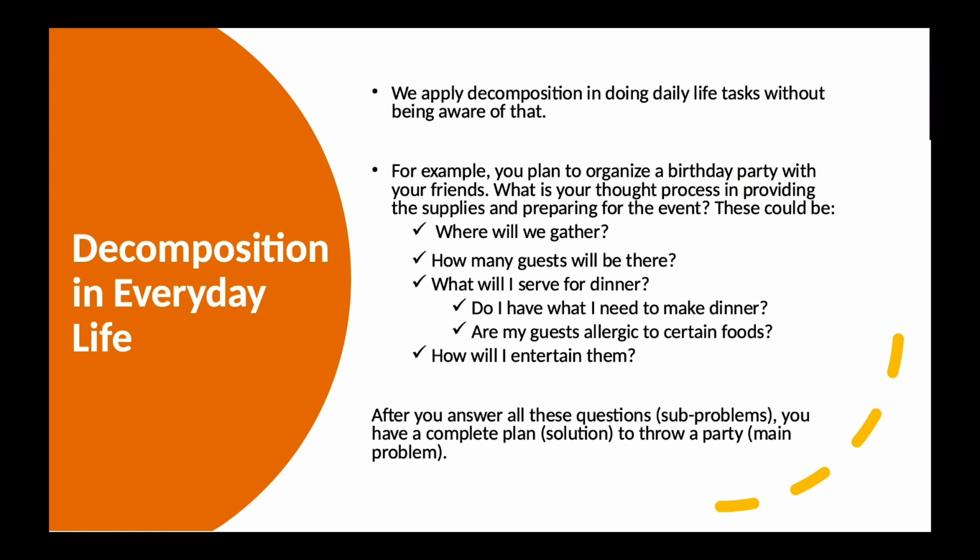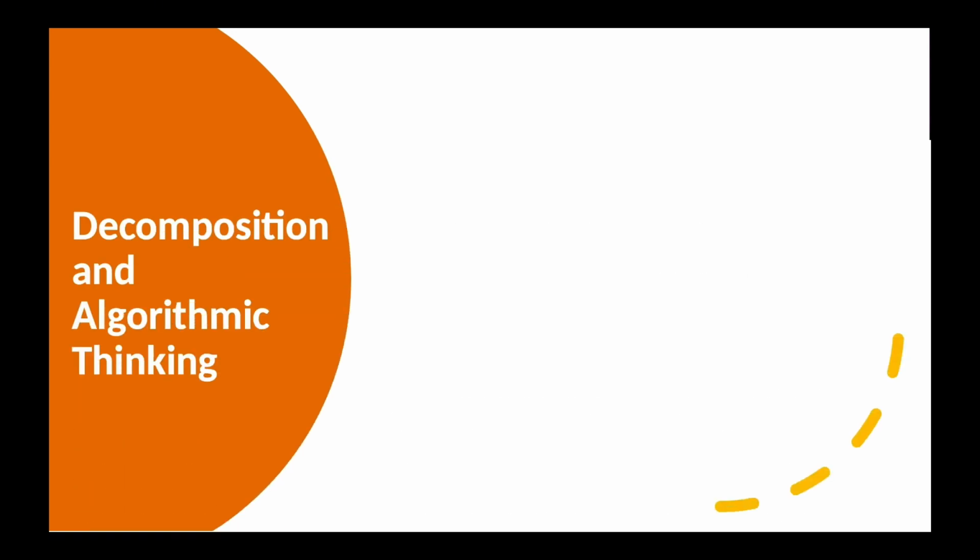Now let's look at the next interesting thing: decomposition and algorithmic thinking. We already saw that decomposition goes hand in hand with algorithm, because when you are writing an algorithm, you are also decomposing. So let's see the similarity between algorithm and what?